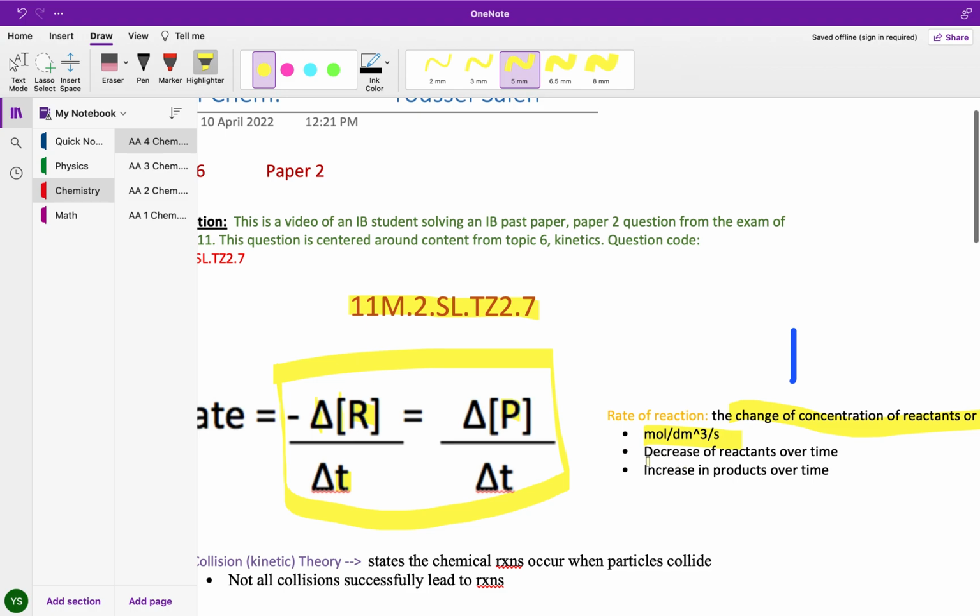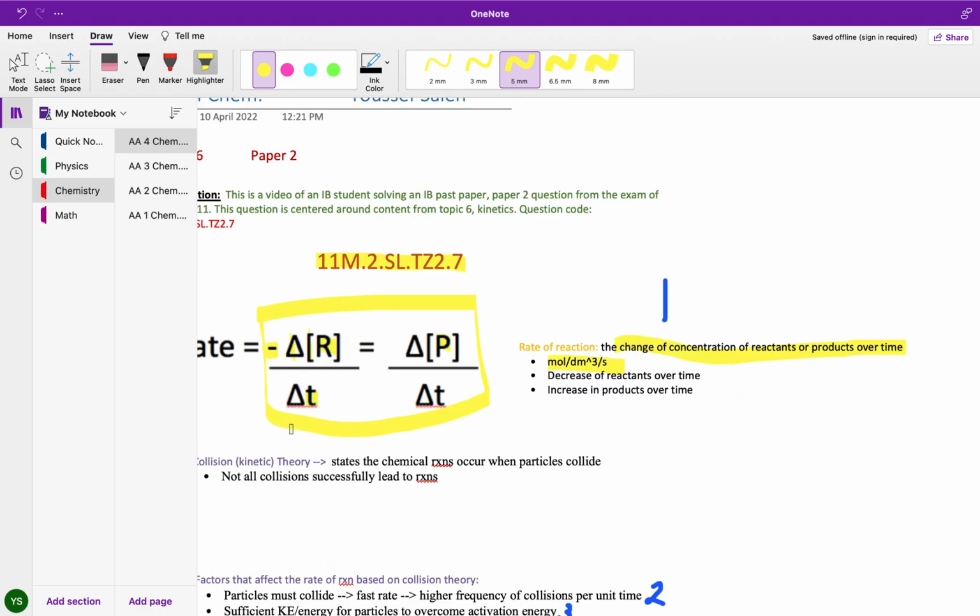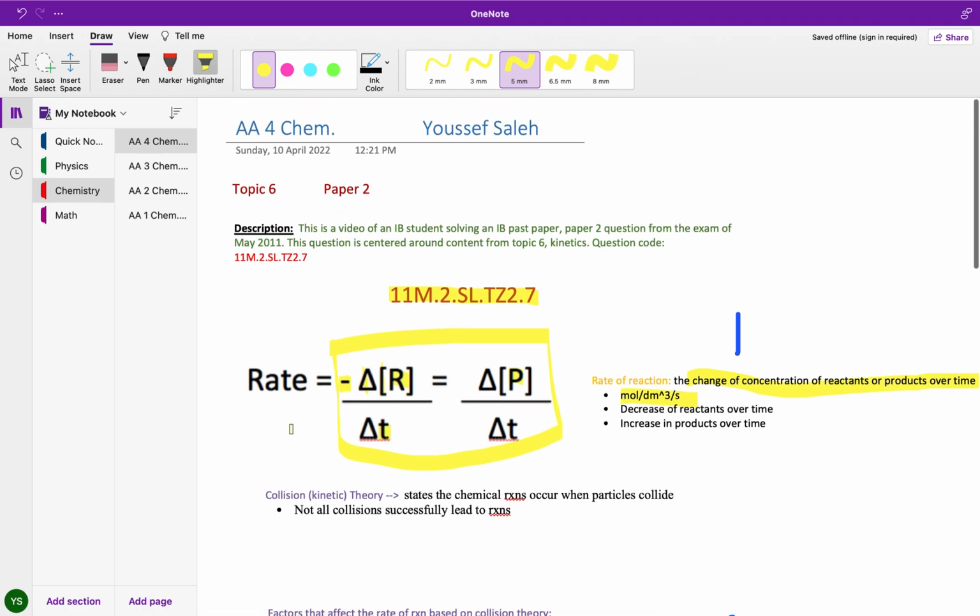So right here we can realize that the equation is measuring the decrease of reactants over time and the increase in products over time. If the reactants decrease, that means the products increase. That's why there's a negative sign. Because the reactants decrease over time, it's going to be a negative value. Therefore, the negative sign next to the change in concentration of the reactants turns the value into a positive value.